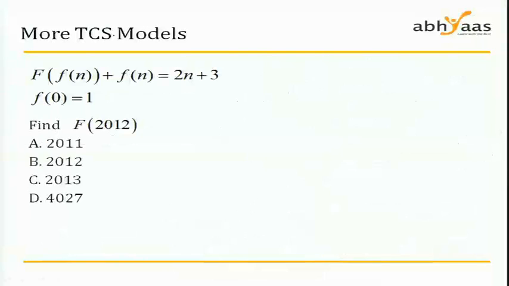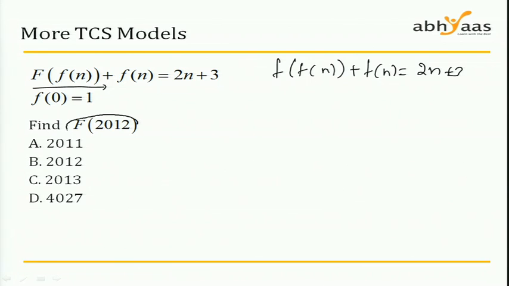Now let's move to the next one. Again a functions problem. Let's see what they are asking here. F of f of n plus f of n is equal to 2n plus 3. You are asked to find out f of 2012. Right. Slightly difficult one. If you look at the number, we have f of 0, and they are asking f of 2012, which looks very scary. Right. So let's try it out. Let's see what is happening.